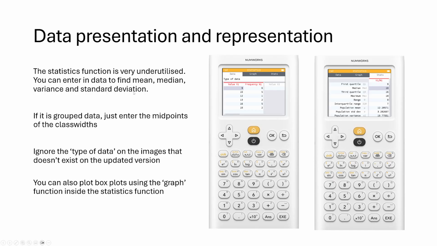Just note on this point here, if it is grouped data, which it usually is, if there's a class width, then just put in the midpoint of the class width, because you can't plot grouped data on the stats function. Also, this button here, the type of data button, doesn't exist on your version, so don't worry about it. But make sure to be reading all this, because I'm not saying absolutely everything that's here, because I don't just want to repeat what's on the slides.